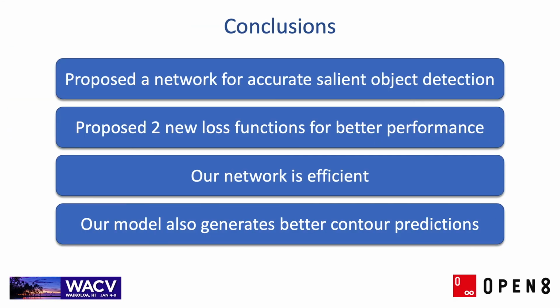To sum up, our contributions of this work are fourfold. Firstly, we proposed a network with better salient object detection accuracy. Secondly, we proposed two new loss functions which can boost model performance. Thirdly, our model is lightweight with only 27.9 million parameters. And lastly, our model also returns cleaner and more complete contour predictions.